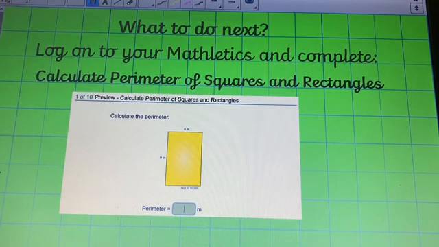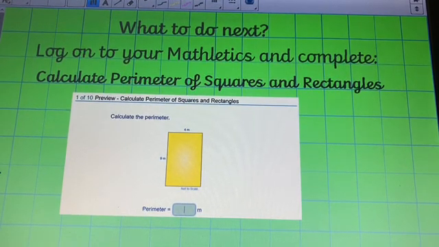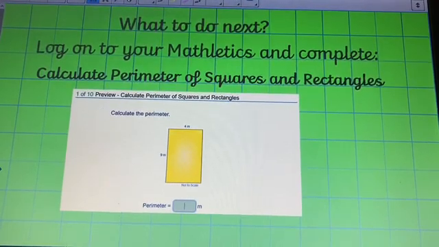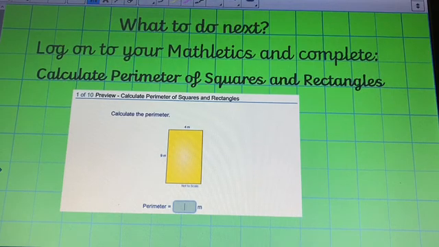Okay, so once you've done that, we would like you to log on to Mathletics and complete the calculating perimeter of squares and rectangles task. Remember, me and Miss Payson can log on and see how hard you've tried with this, so give it a good go.